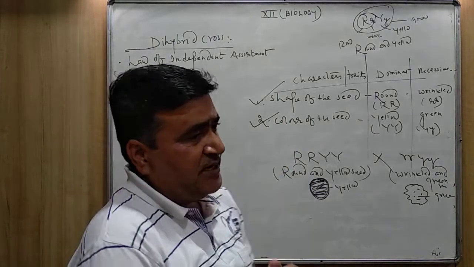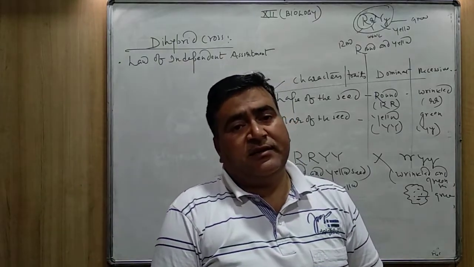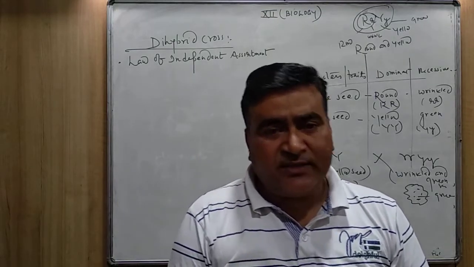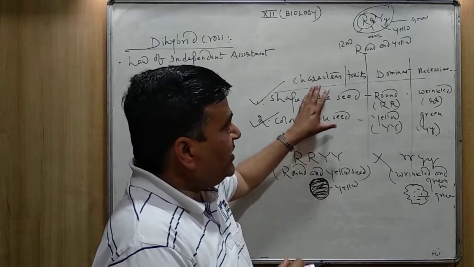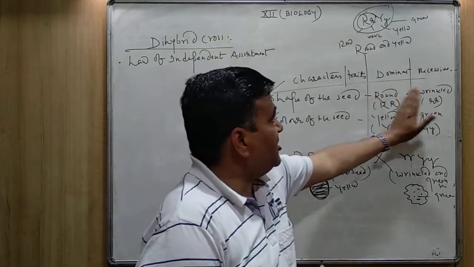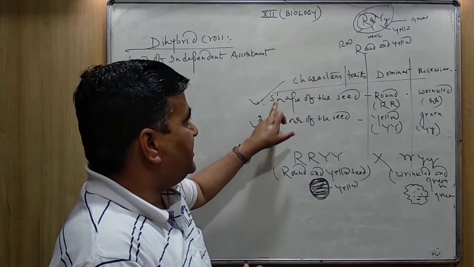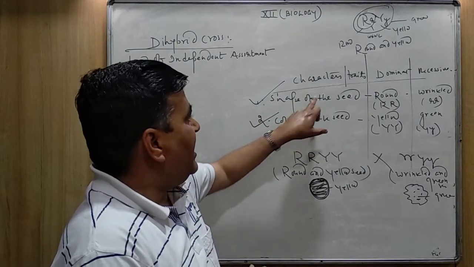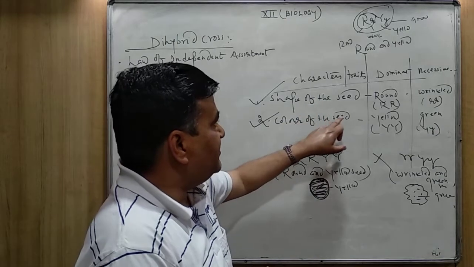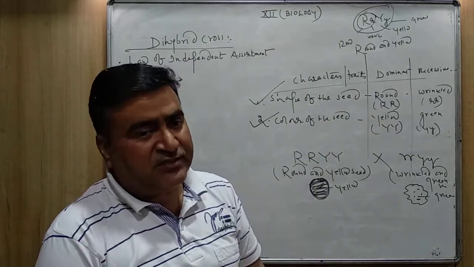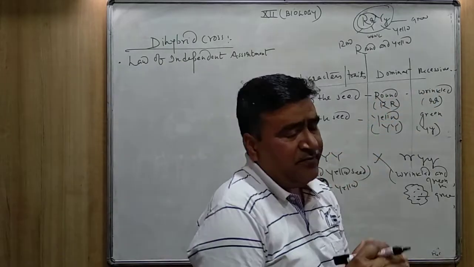But here you can see how many characters are considered in this cross. Total, how many characters have been taken? These are not the characteristics. These two characters are there: the shape of the seed, and the second one is the color of the seed. In the shape of the seed, two contrasting forms were there, round and wrinkled.